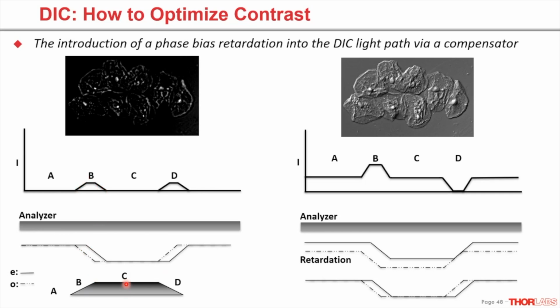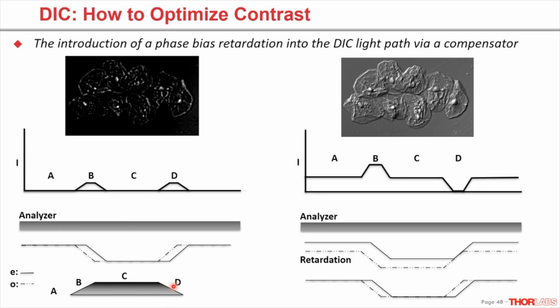At location C, however, both of the rays pass through the same amount and type of tissue, and so there's no net phase delay between the two, and so it'll look dark within the cell or in this trapezoidal sample.